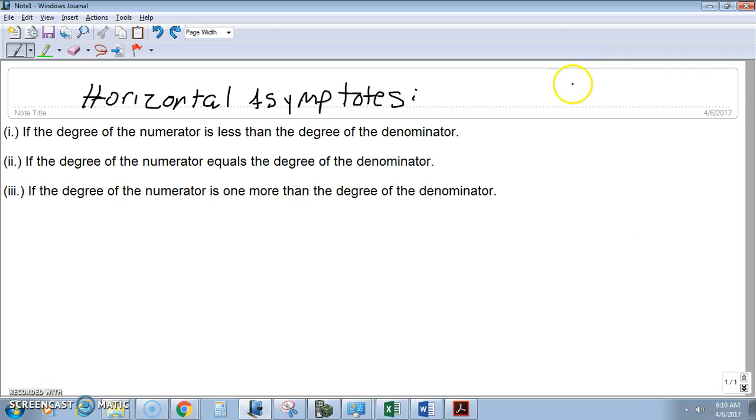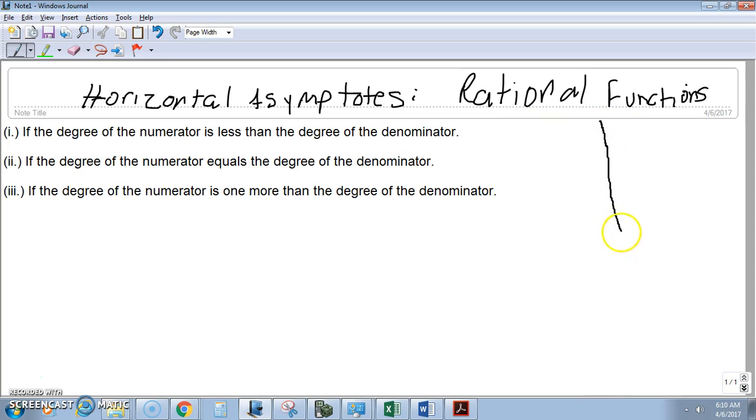Okay, you guys, we're going to talk a little bit about horizontal asymptotes for what our unit is right now, which is rational functions. Sorry about the bad handwriting. I haven't done this in a second. But what we know about horizontal asymptotes, it's the same for any type of function. We're just going to find them for rational functions.